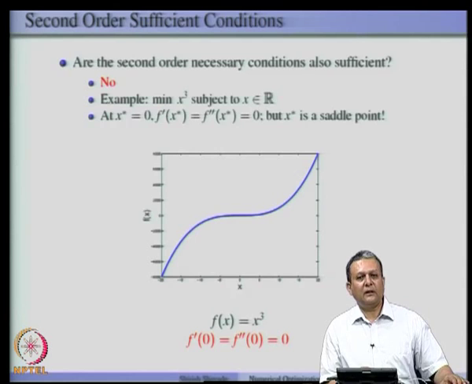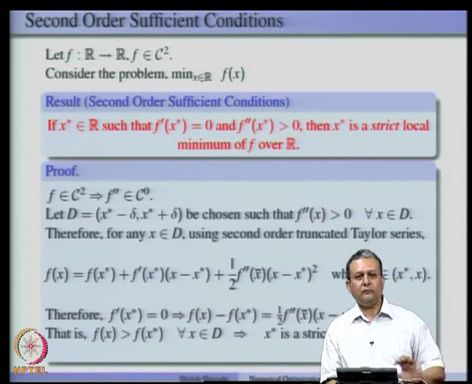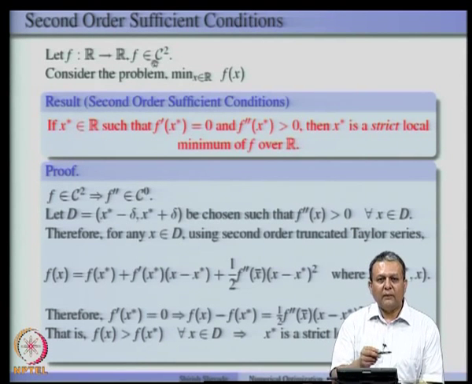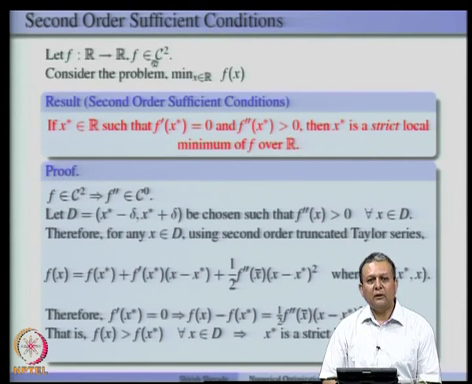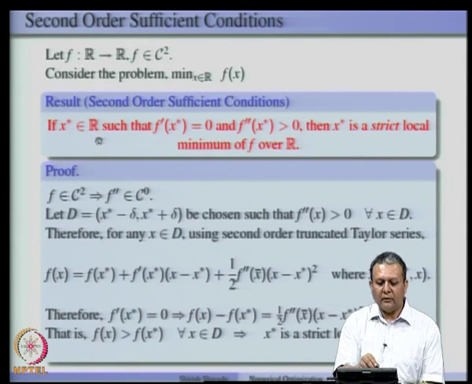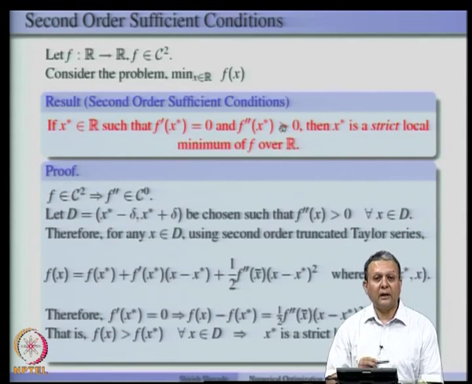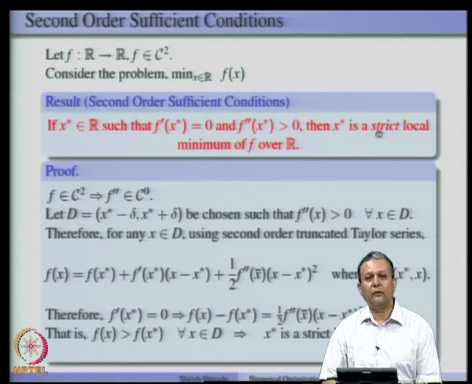So, what are the sufficient conditions for the existence of a local minimum? So, let f be a function from R to R, f belongs to C2. The second order sufficient conditions result states that if x star is a point from the set R such that the first derivative of the function vanishes at that x star and the second derivative is greater than 0, then x star is a strict local minimum of f over R. So, remember that this is a result which guarantees strict local minimum of f over R.